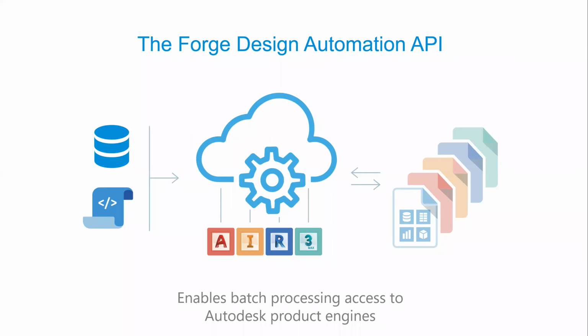So what is it? Design automation is really batch processing for models that come out of Autodesk's product engines. So at this moment, we've launched with AutoCAD, Inventor, Revit, and 3ds Max support. And what you can do is you can take inputs and generate either output models of those versions, or even take Revit files, for example, and output and modify them if you want.